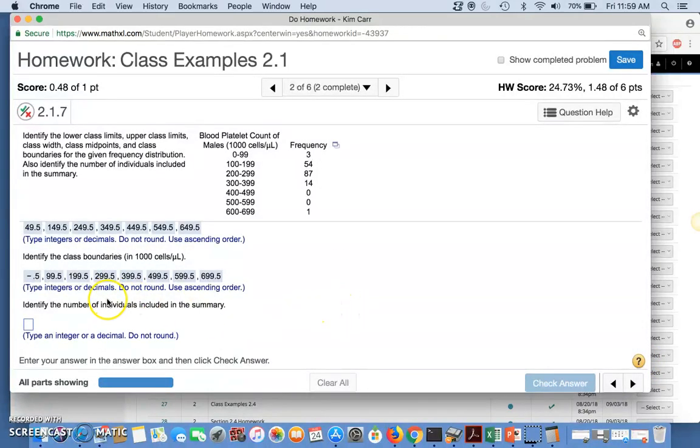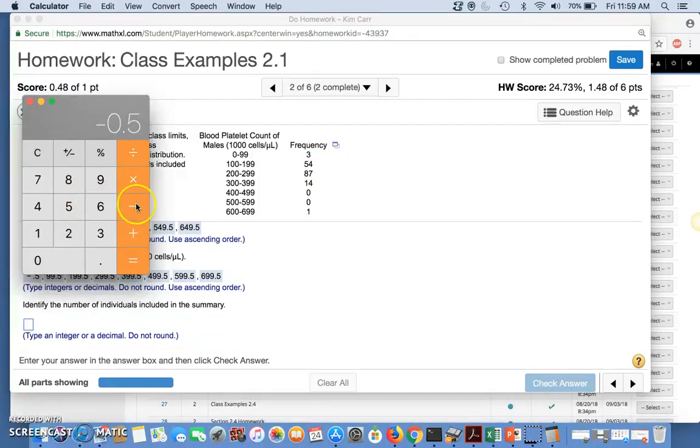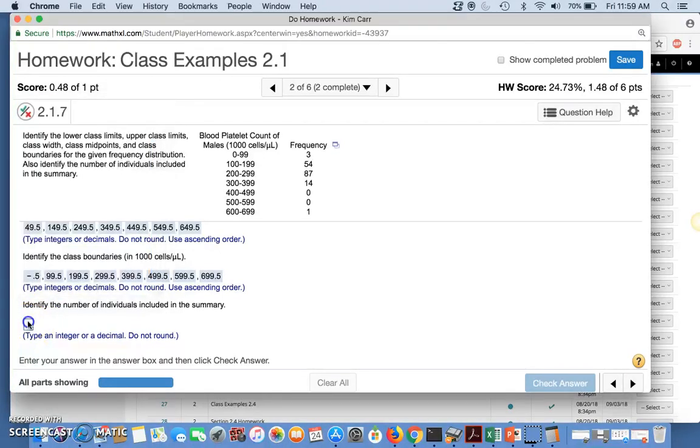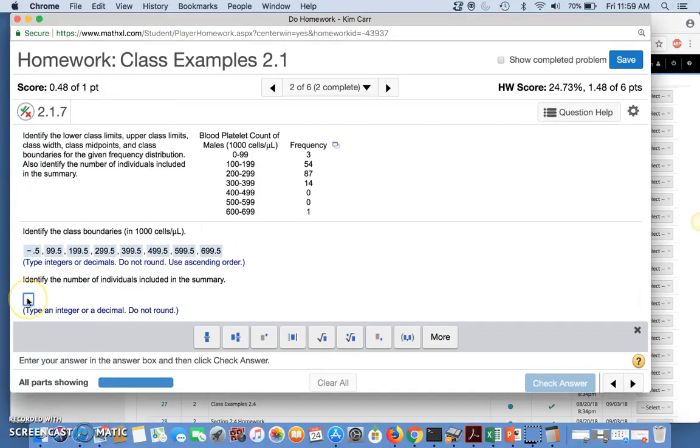Okay, identify the number of individuals included in the summary. How would I go about doing that? I would simply want to add up that column right there. Any way you want to add it up. If you can add it in your head, add it in your head. You can always put it in a calculator. Sometimes I prefer to do arithmetic in my head, sometimes not. But so that you see it, I'm going to do it here. Now let's see if we got that answer right.